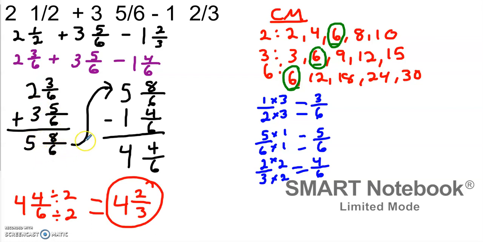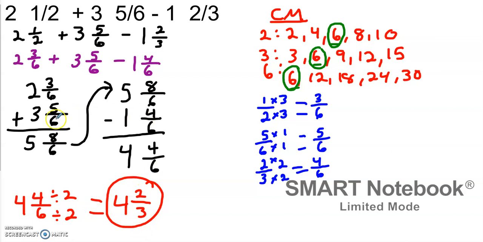I didn't simplify here because I still had to subtract, and I don't want to simplify to have to borrow later on. So in this case, I would have had to do that, and then I would have to find a common denominator. So I waited to the very end. After I did the subtracting, then I simplified to find that my answer was 4 2/3.